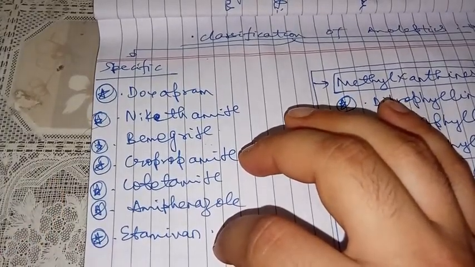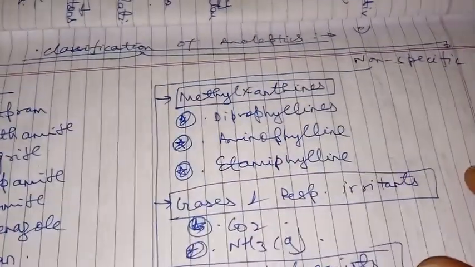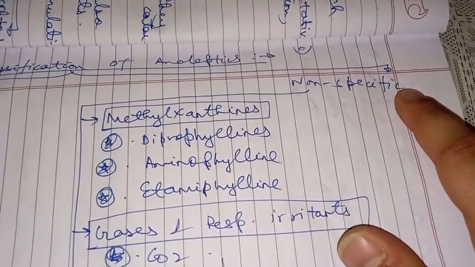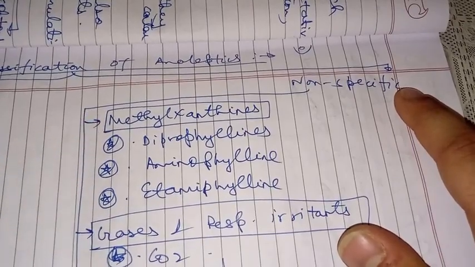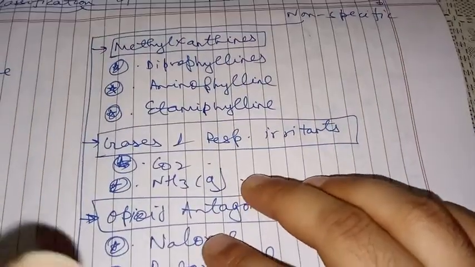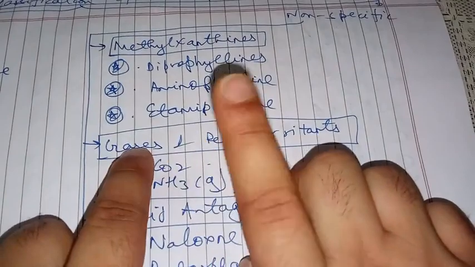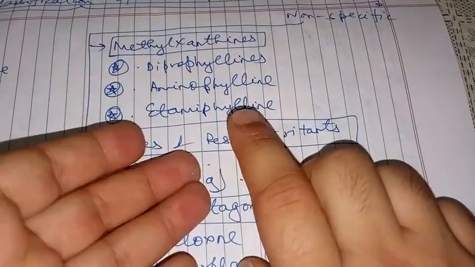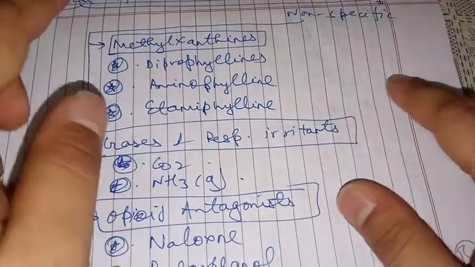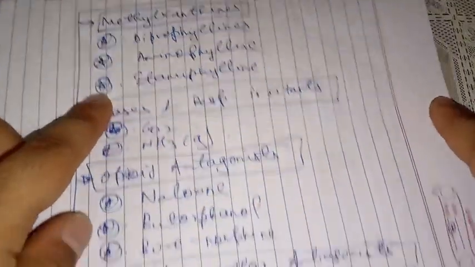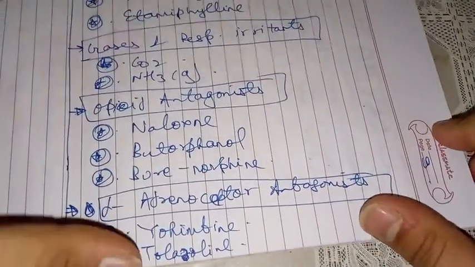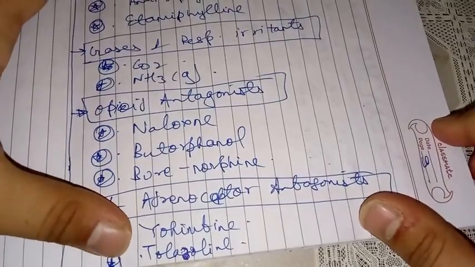Second, we have non-specific analeptics. Non-specific analeptics include four categories, which can be converted into five categories as well, because we can separate gaseous and respiratory irritants into separate categories, but they can be kept in the same category too. They are methylxanthines, gases and respiratory irritants, opioid antagonists, and alpha-adrenergic agonists and antagonists.